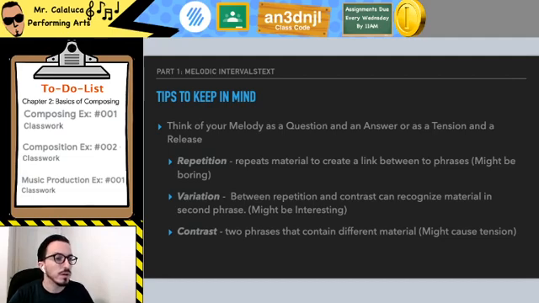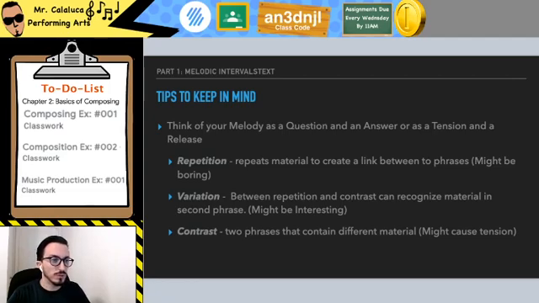Okay, so repetition repeats the material to create a link between phrases. So when you have an idea, are you playing the exact same thing over again but with a different ending? If so, that's what repetition is. Variation is when you create a melody and then change it up, but keep maybe one part of that similar. Okay, that would be varying it. Or keeping maybe the ending a little bit similar by changing the last note. That would be variation.